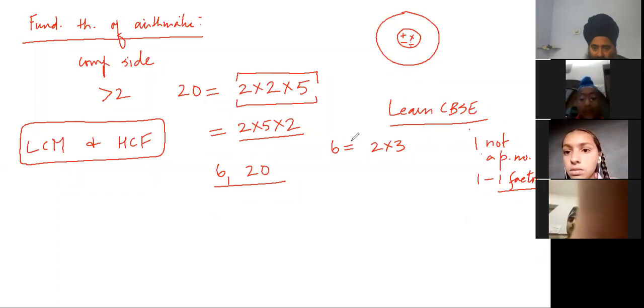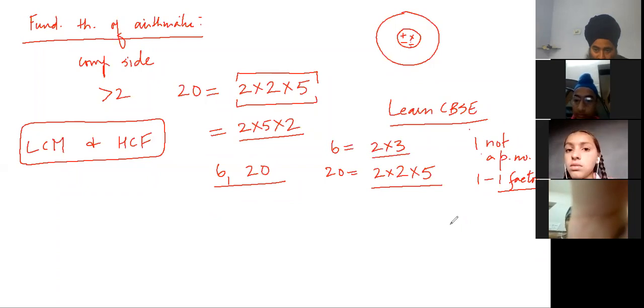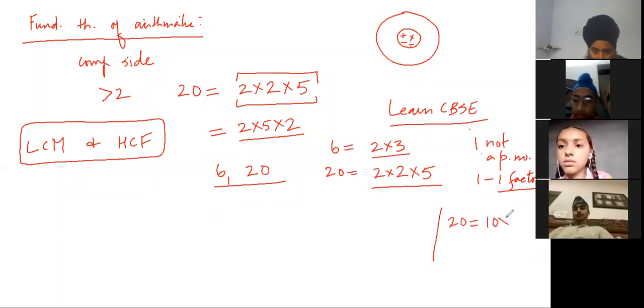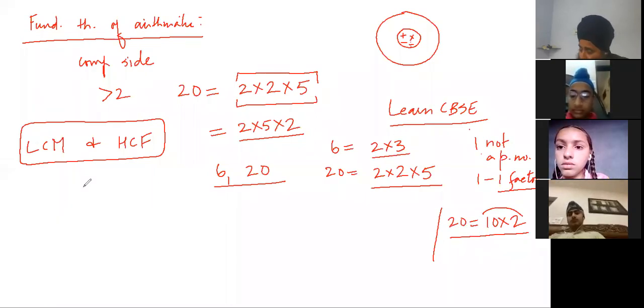Right? 6 is equal to 2 into 3 and 20 is equal to 2 into 2 into 5. These are the prime factorizations of 6 and 20. Remember that 20 can be written as 10 into 2, but this is not the prime factorization of 20. Prime factorization of 20 is 2 into 2 into 5.